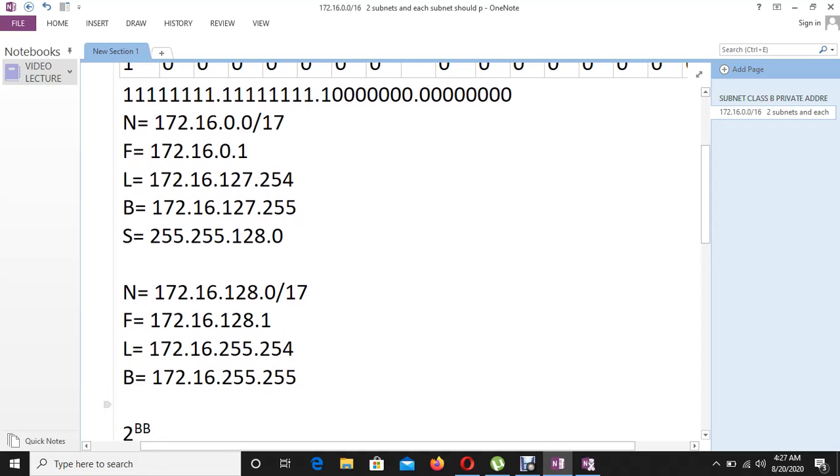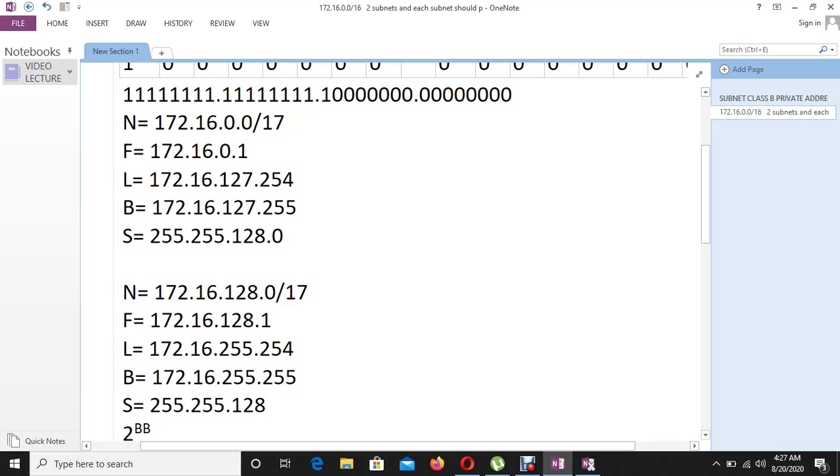The subnet mask right here remains the same, so you have to pay attention to that. Your subnet mask will be the same because this is what we call full or fixed length subnet mask. Some will call it full length, some call it fixed length. Oh, I'm putting 172. I'm crazy.